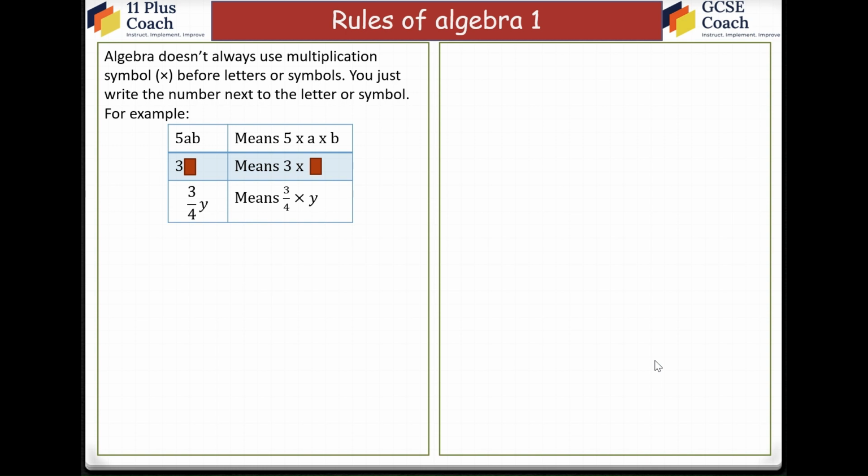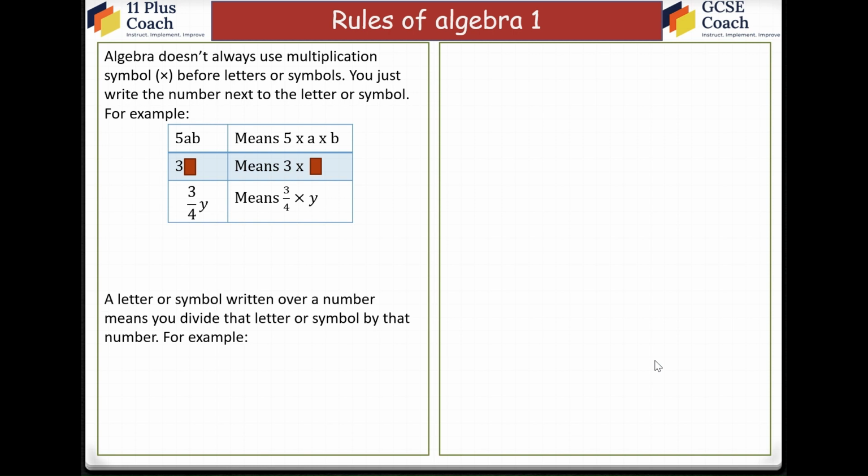Likewise, if you have a fraction with a letter after it, 3 over 4y, it means 3 over 4 times y. So hopefully you understand that when you have a number and a letter next to each other, or a letter and a letter next to each other, and there's no symbol in between, it can only be times and nothing else. Make sure you understand that and you remember it.